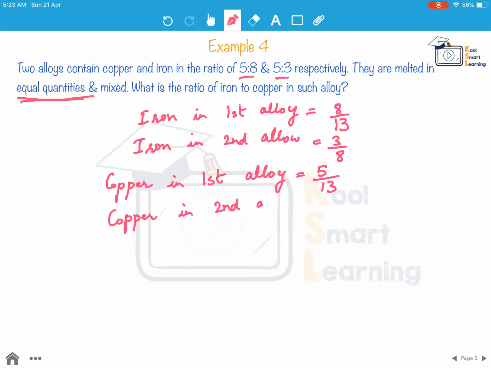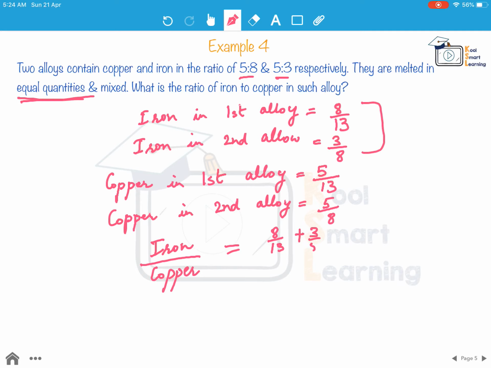Copper in second alloy is 5 by 5 plus 3, 8. So since they are mixed in equal quantities, if we have to find out the content of iron to copper ratio in the mixture, we'll just add the iron content, which is 8 by 13 plus 3 by 8, divide by the sum of the copper content, which is 5 by 13 plus 5 by 8.